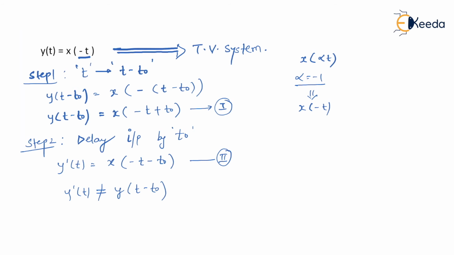right? And as we have already studied, whenever a scaling takes place on the argument of x of t, it always gives you a time variant system. Therefore it is a time variant system. With respect to input variable x of t, if scaling is done, it always gives you time variant system.